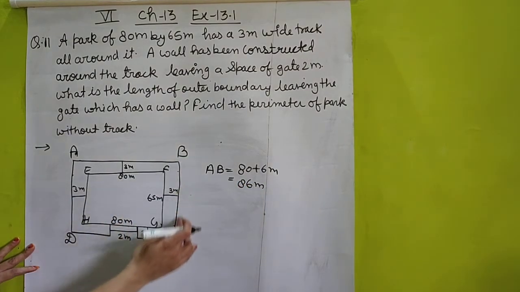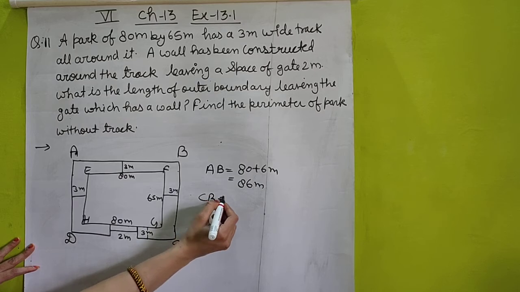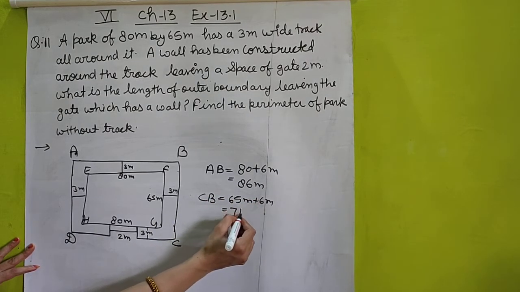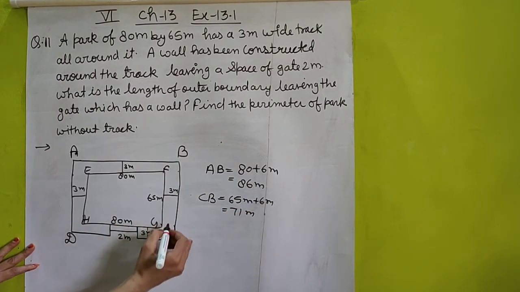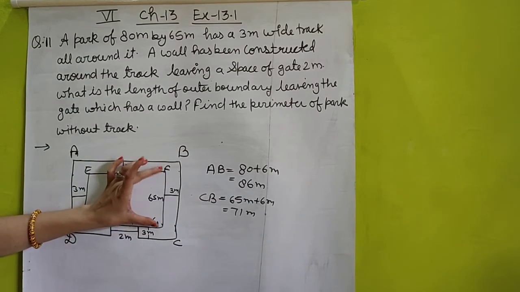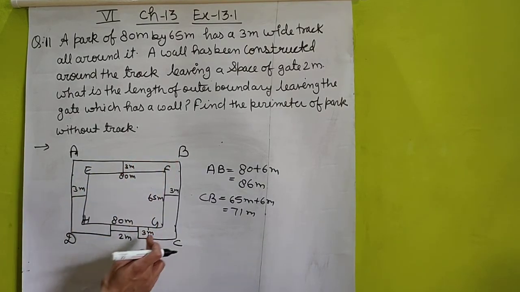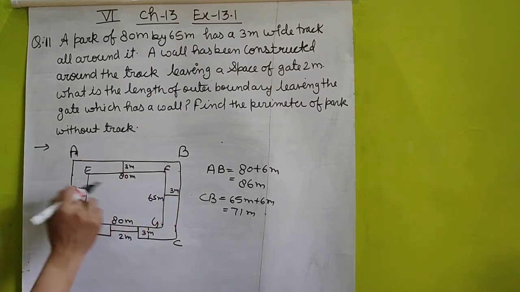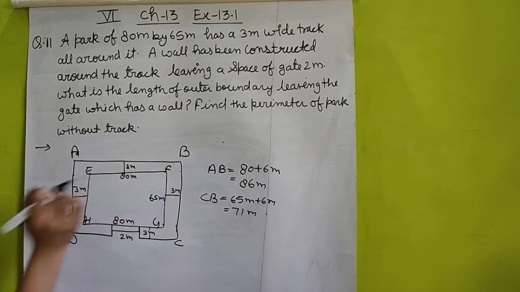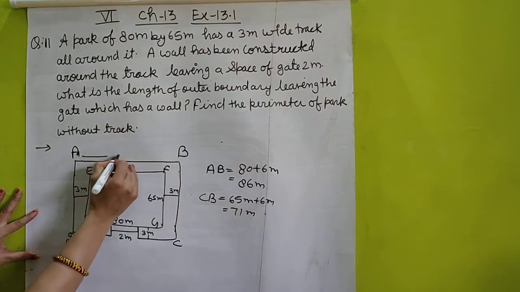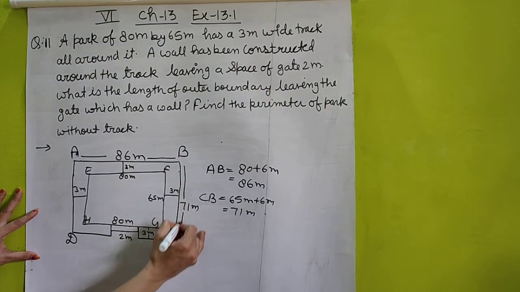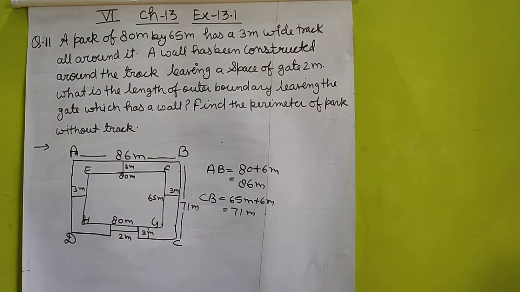Now the length of CB will be 65 meter plus 6 meter. It will be 71 meter. Because, students, this is only 65, and for BC, 3 meter from here and 3 meter from there, so you will add 6 meter. And in 80 also, 3 meter from here and 3 meter from here you will add. So this length will be 86 meter and this length will be 71 meter. Now the perimeter of ABCD.